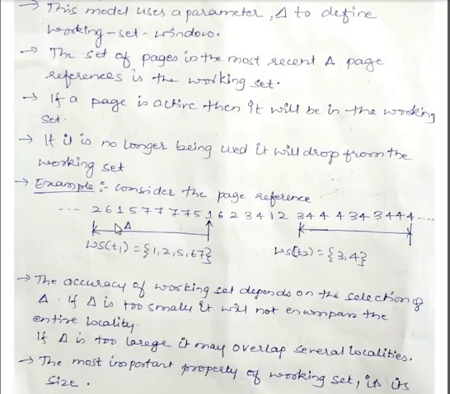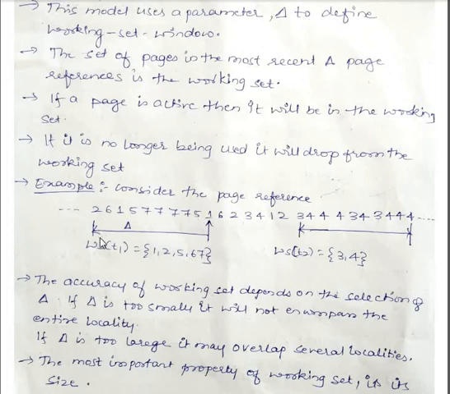Let us understand this with an example. This is a memory reference string: 2 6 1 5 7 7 7 7 5 1 6 2 3 4 1. Now if I consider time t1, what is the working set? Which are the active pages? The active pages repeatedly used here are 1, 2, 5, 6 and 7.